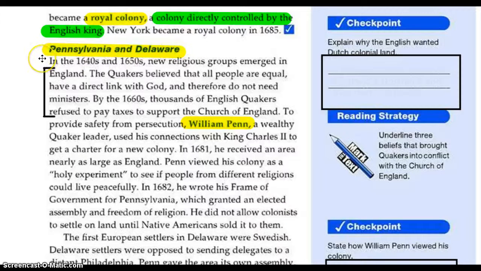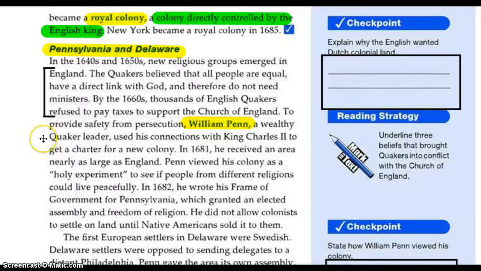Okay, going on to the third section titled Pennsylvania and Delaware. In the 1640s and 1650s, new religious groups emerged in England. The Quakers believed that all people are equal, have a direct link with God, and therefore do not need ministers. By the 1660s, thousands of English Quakers refused to pay taxes to support the Church of England. To provide safety from persecution, William Penn, a wealthy Quaker leader, used his connections with King Charles II to get a charter for a new colony.